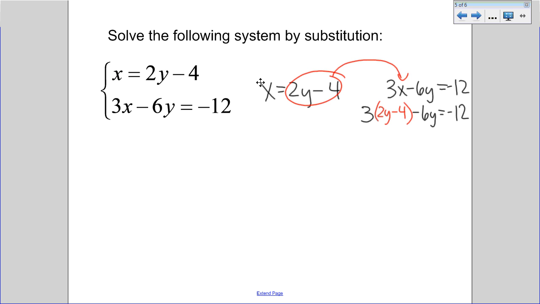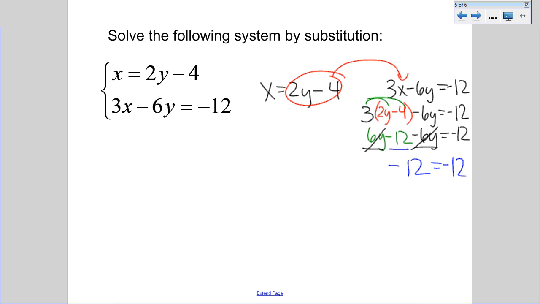We're going to check and see, do we have all one type of variable? We sure do. We have all y's, so we're going to distribute. We have 6y minus 12 after we distribute. And then we still have the minus 6y equals negative 12. Well, you know to combine like terms, and you can see that these are going to cancel. Now be careful here, ladies and gentlemen. Do not lose this negative 12 here. So we want to make sure we keep it as a negative 12, not a positive 12.